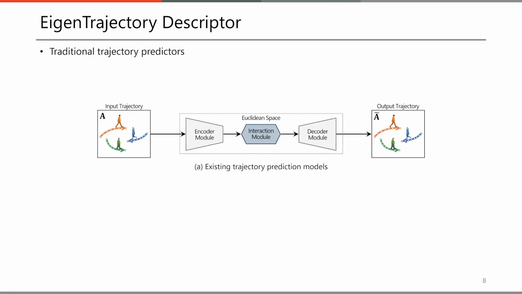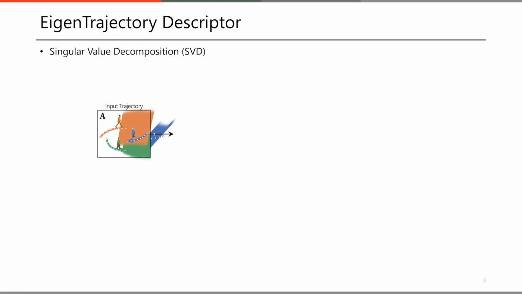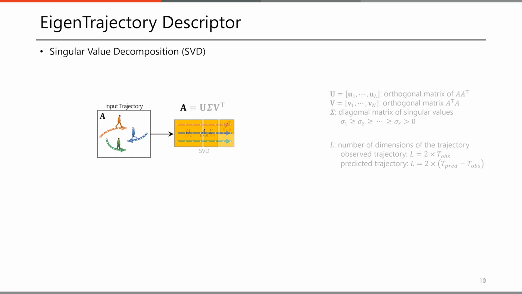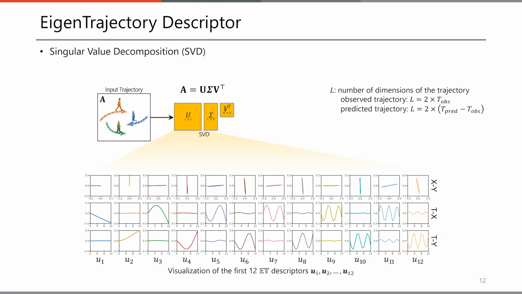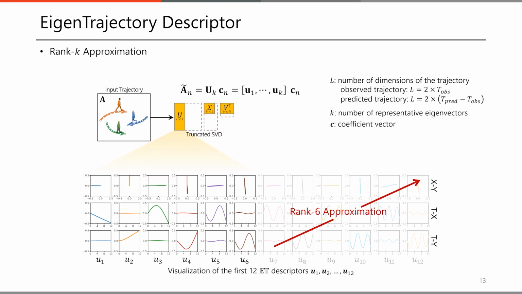Compared to the existing approaches, we first stack all the trajectories included in the training set and perform singular value decomposition. By doing this, we obtain eigenvectors equal in number to the dataset dimensions. Due to the characteristics of SVD, these eigenvectors are arranged in order of importance. For example, since most pedestrians move in a straight line, the straight path appears first, followed by the vectors representing various types of paths. As we go further down, the frequency increases, representing not macroscopic movements but microscopic noise.